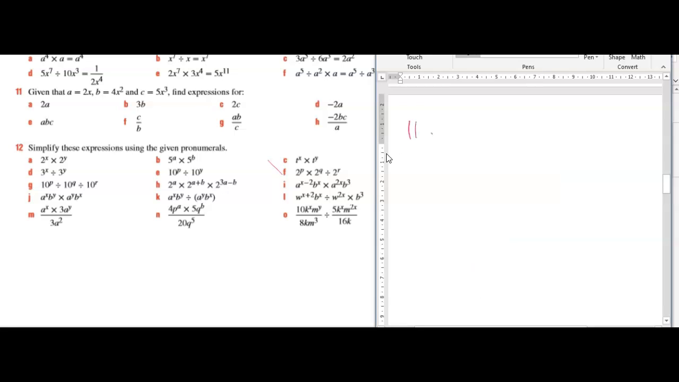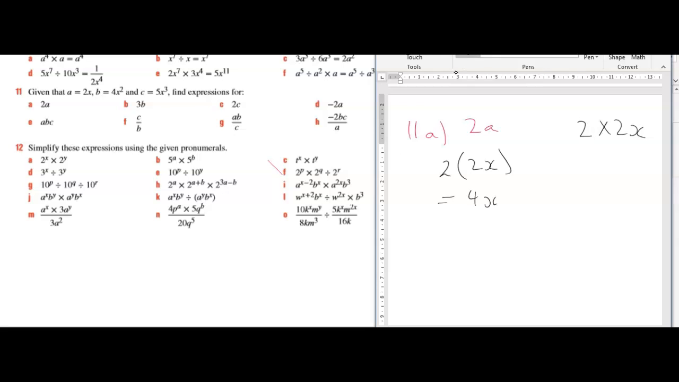Okay, so 11A, we've got 2A, so we're just doing a straight substitution. So A is equal to 2x. Always use brackets just because we don't want to miss anything. If I didn't use brackets, if I just did 2 times 2x, sometimes, actually probably not in this case, but if I had another term in there, I might miss multiplying that by 2. So 2 times 2x gives you 4x.